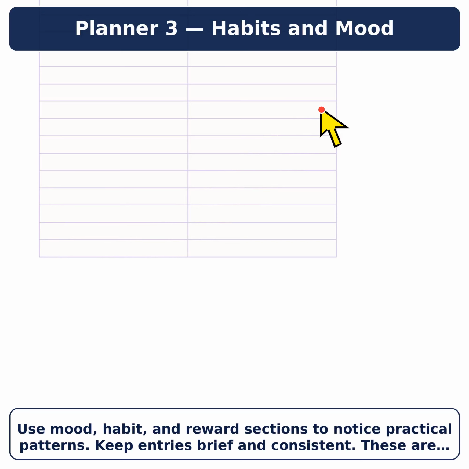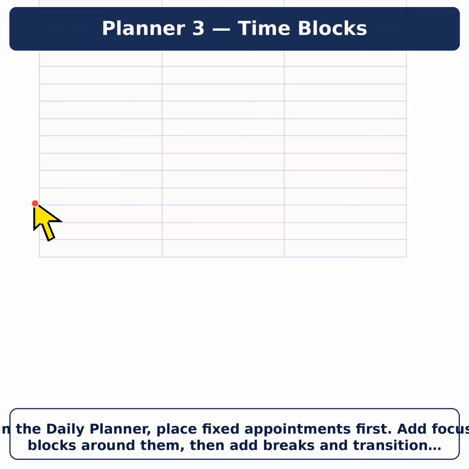In the daily planner, enter fixed appointments first. Add focus blocks around them, then include breaks and transition time. Do not schedule every minute. In the weekly and monthly review pages, look at completed tasks, missed deadlines, focus time, habits, and goal progress. Choose only one or two improvements for the next period.